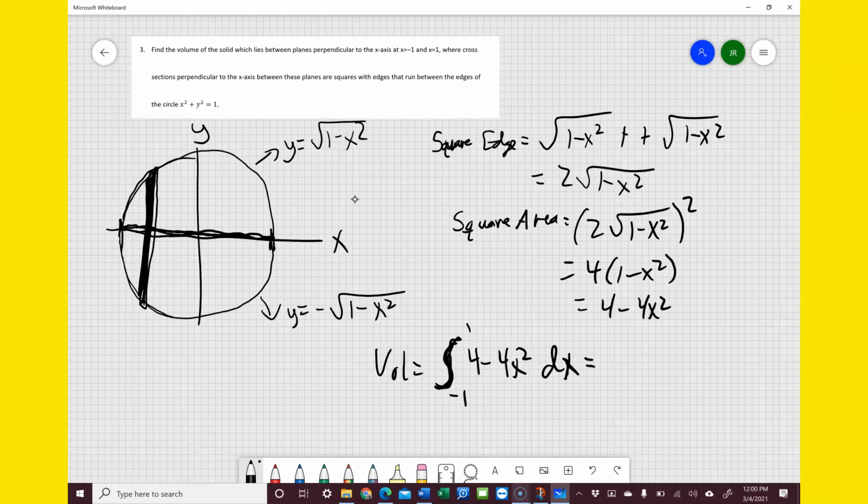I'm tempted to not finish this problem because I know you know how to do an integral like that. So I'm going to leave it at that, and I know you can finish that yourself.